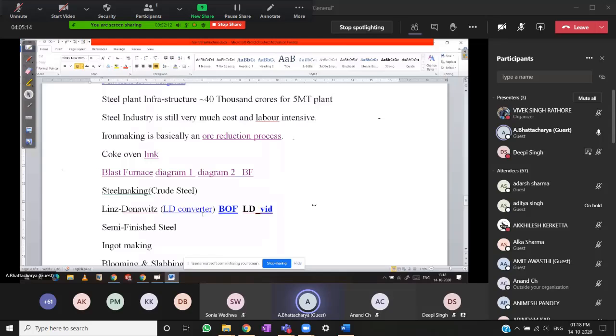Steel making is basically purifying. The impurities in the hot metal are taken out, and only carbon and a few other elements remain in the final product. So we'll see what steel making is.